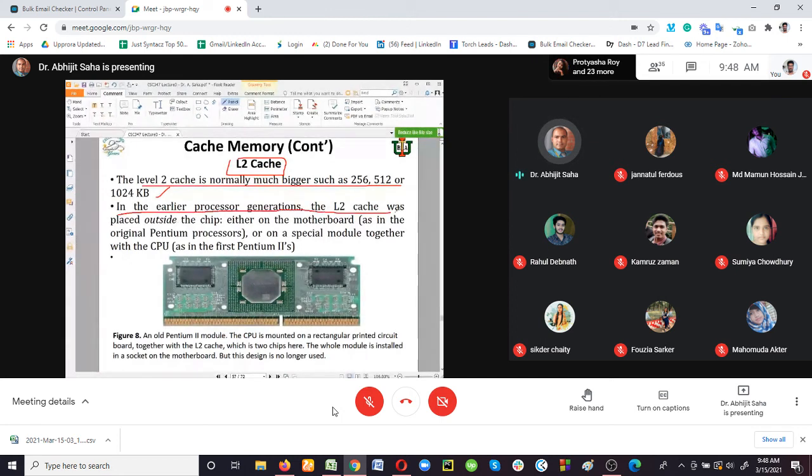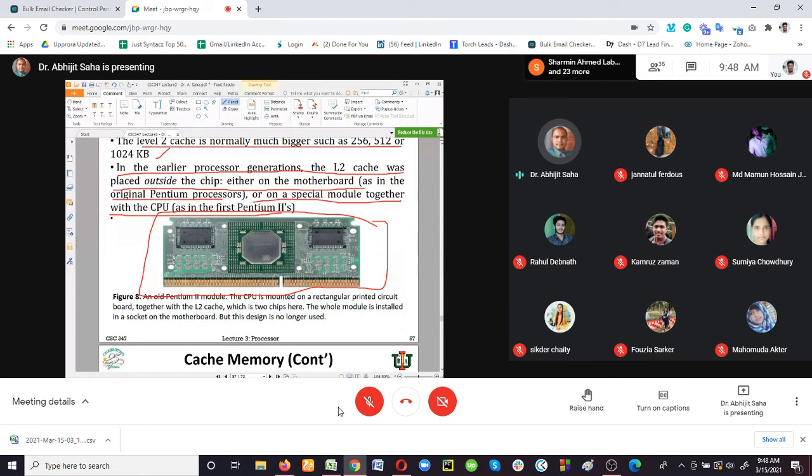In the earlier processor generations, the L2 cache was placed outside of the chip, either on the motherboard, as in the original Pentium processor, or in a separate special module together with the CPU. This is quite interesting, and it may surprise you, but yes, it was the case for the Pentium 2. It was a module like a CPU slot; at that time they were not using a socket. They tried a CPU slot, a CPU stick like that. It looks like the memory stick that we have seen before. On this circuit board you can see the CPU, and this CPU is slotted into the memory-like slot.